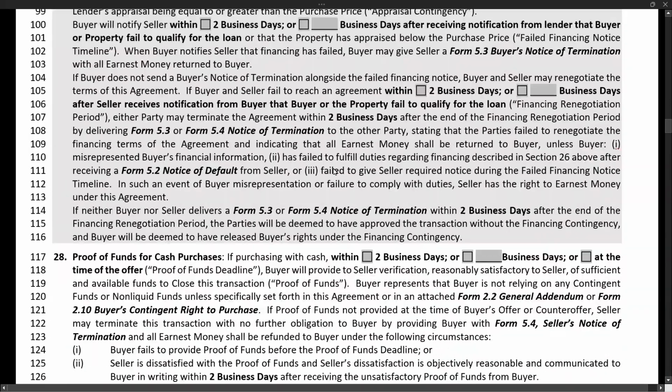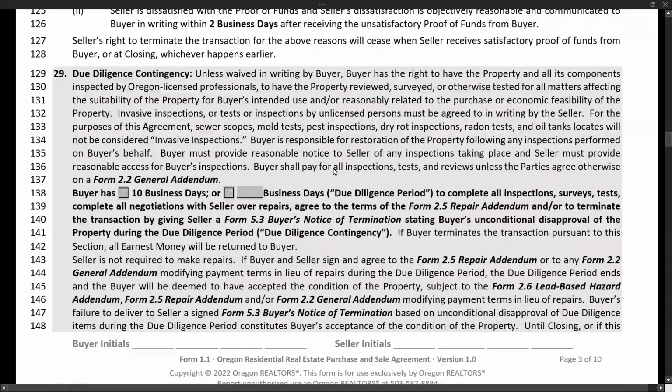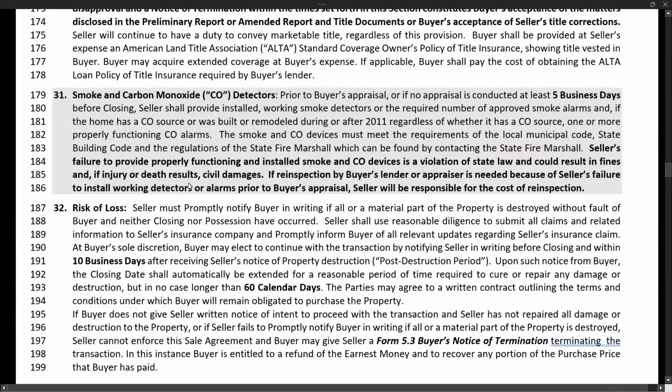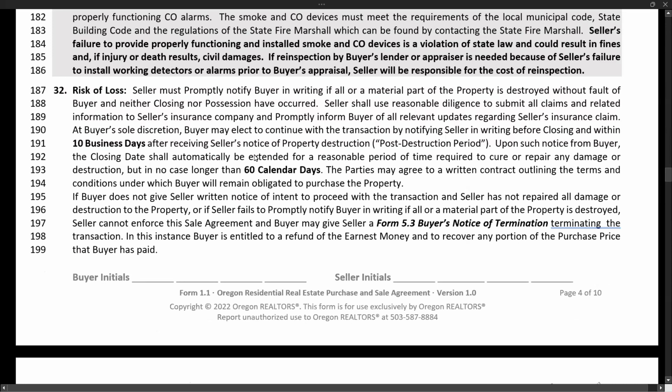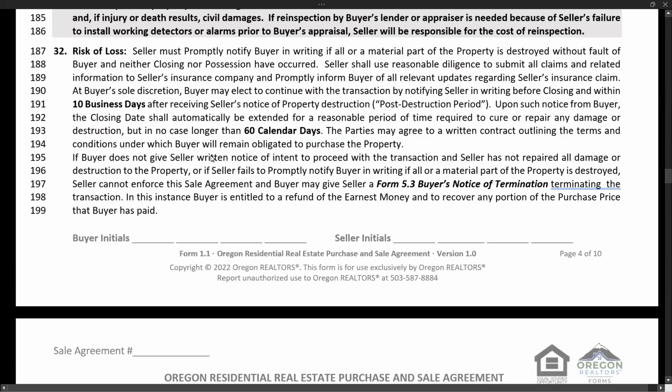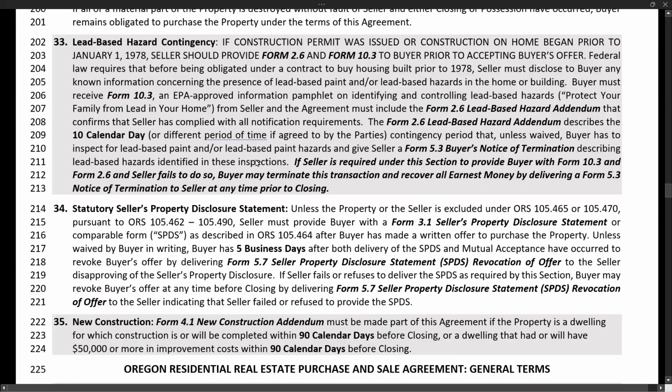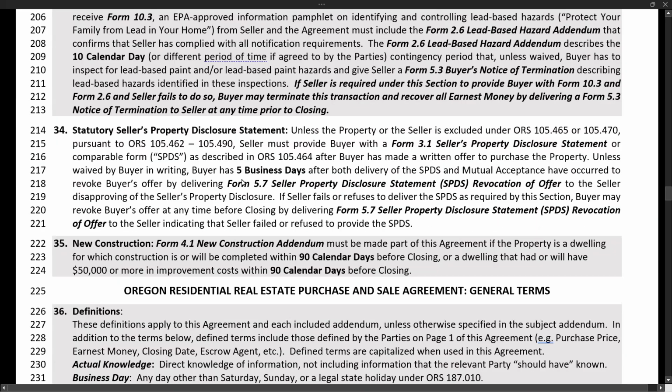And the client wants to know how many days do I have to do the following things. It will be in the second part of the contract. How many days do I have to put in the smoke detectors? How many days do I have to renegotiate if there's a wildfire that destroys the yard? How many days do I have to provide the lead hazard documents? How many days do I have to provide the SPDS? And when should the buyer be able to revoke if they get the SPDS? It should all be provided in the second part.